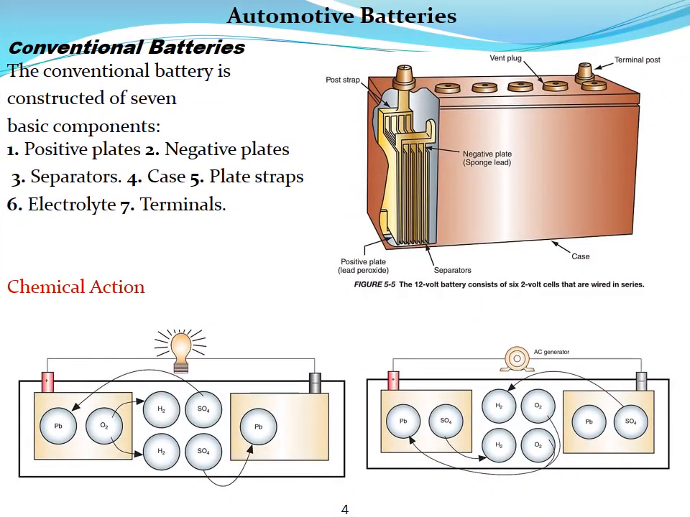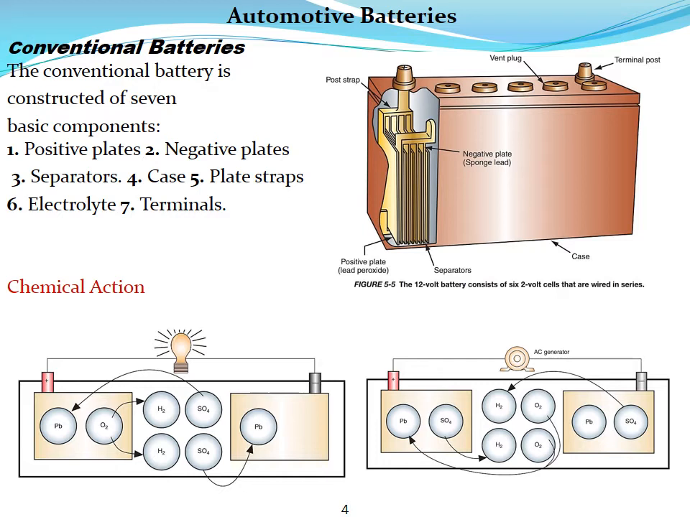We come to conventional batteries. A conventional battery is constructed of 7 basic components: positive and negative plates, separators between them, the case, plate straps, electrolyte, and terminals.